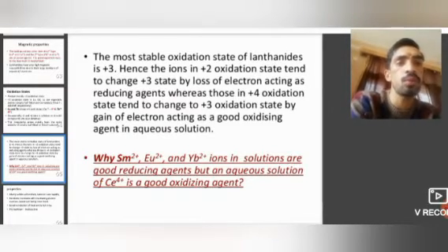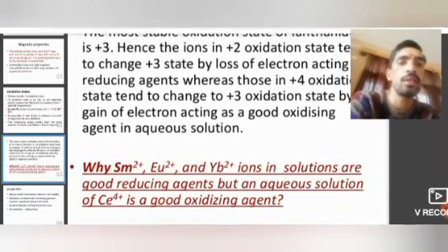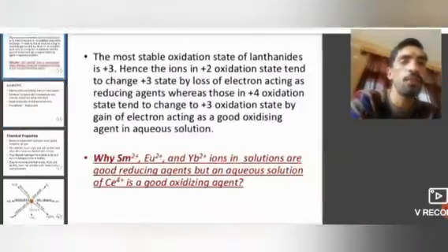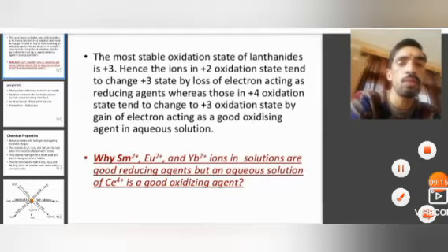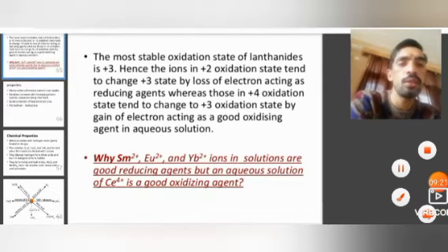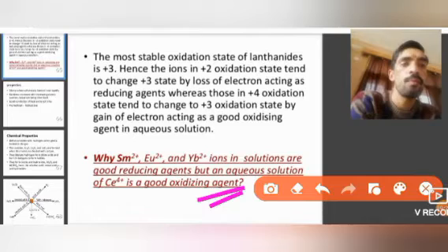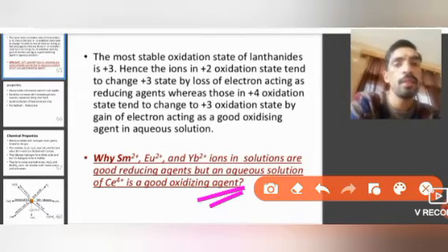In this way, the most stable oxidation state for lanthanides is +3. Hence the ion in the +2 oxidation state tends to change to the +3 state by loss of an electron, whether from 4f or from 5d. So there is one question: why are Sm 2 positive, Eu 2 positive and Yb 2 positive ions in solution good reducing agents, but an aqueous solution of cerium 4 positive is a good oxidizing agent? The reason is chemical.